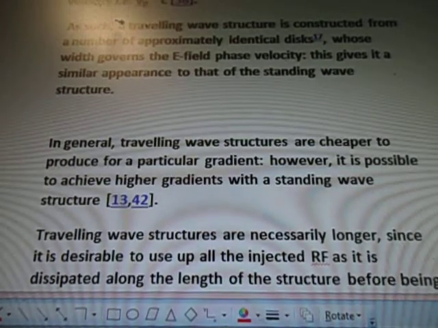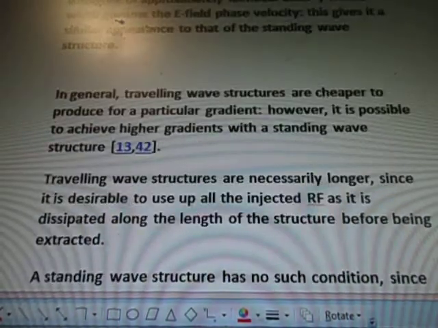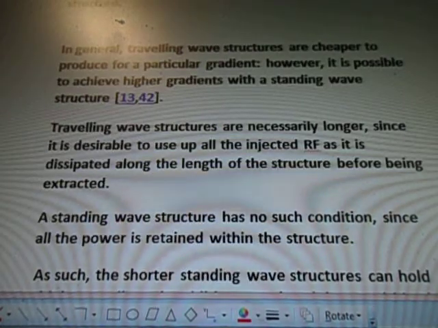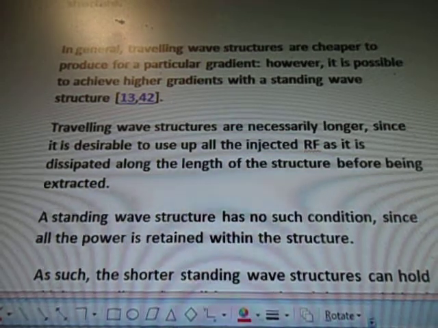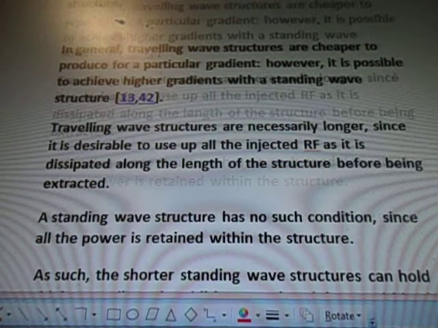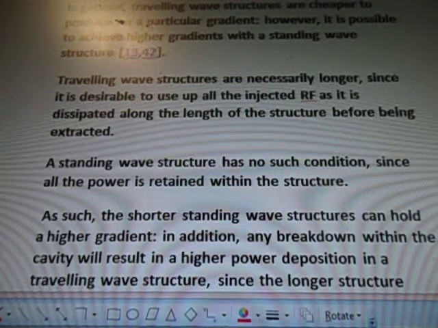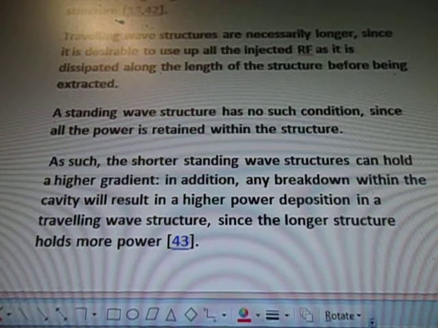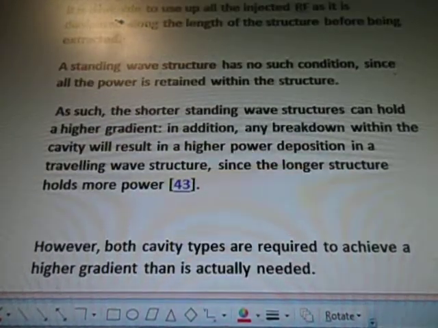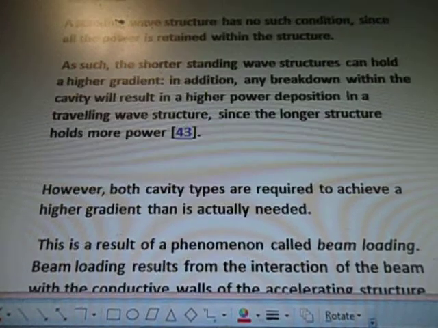In general, traveling wave structures are cheaper to produce for a particular gradient. However, it is possible to achieve higher gradients with a standing wave structure. Traveling wave structures are necessarily longer, since it is desirable to use up all the injected RF as it is dissipated along the length of the structure before being extracted. A standing wave structure has no such condition, since all the power is retained within the structure. As such, the shorter standing wave structures can hold a higher gradient. In addition, any breakdown within the cavity will result in a higher power deposition in a traveling wave structure, since the longer structure holds more power.